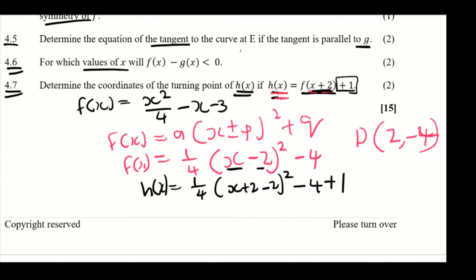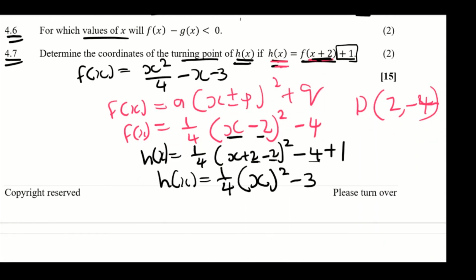And remember, we want to find the coordinates of the turning point. So h of x is equal to 1 over 4 into, so the 2 and the minus 2 will cancel out, so it's going to be x squared, and minus 4 plus 1 is going to be minus 3. So we can tell from this equation the turning point of it. The x value of the turning point is equal to 0 because here it's only x, and the y value, or the q rather, is equal to minus 3. So the turning point of the graph of h of x is going to be 0 and minus 3.